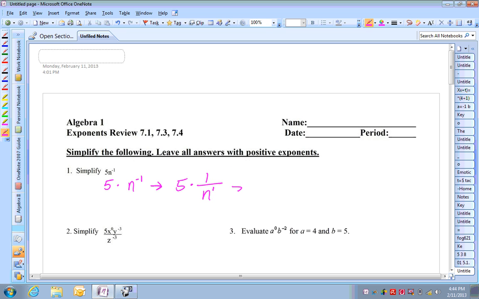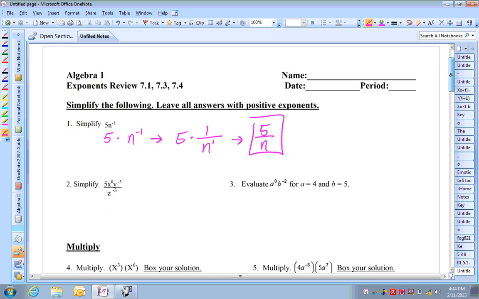When we multiply this out, it becomes 5 over n to the positive 1 power. And remember, you don't have to write the positive 1 power. It's assumed that it is there.